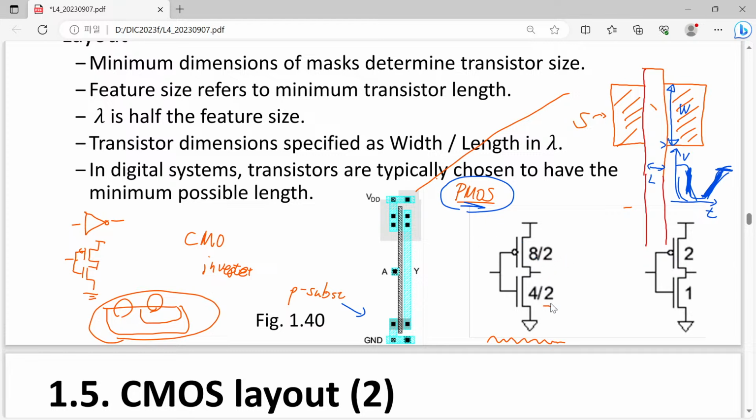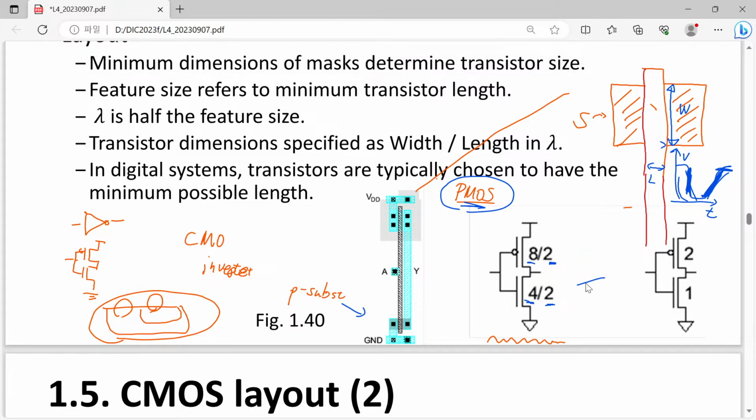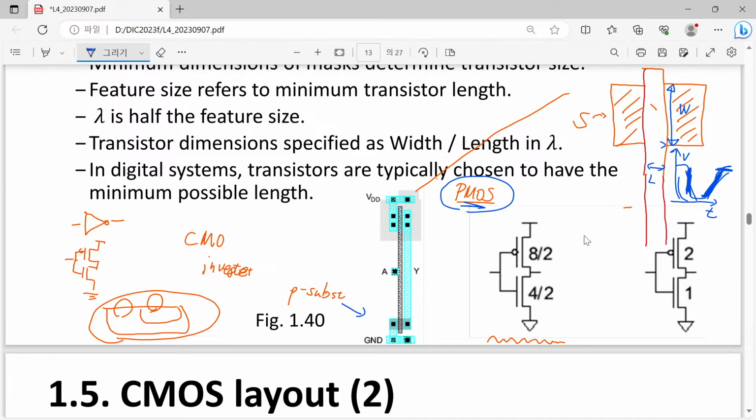Then now here, what are the numbers 2 and 8 in this case? 2 and 4. Is this 2 micrometer, or 2 nanometer? No, maybe not. Then what is this number? This number shows certain integer multiples of a certain unit length, lambda. And here lambda is typically given as half of the minimum feature size.